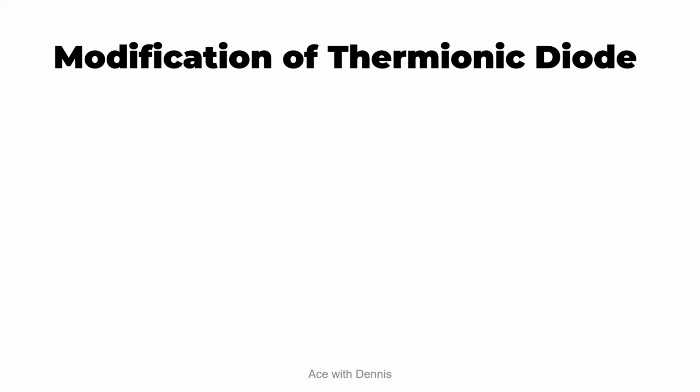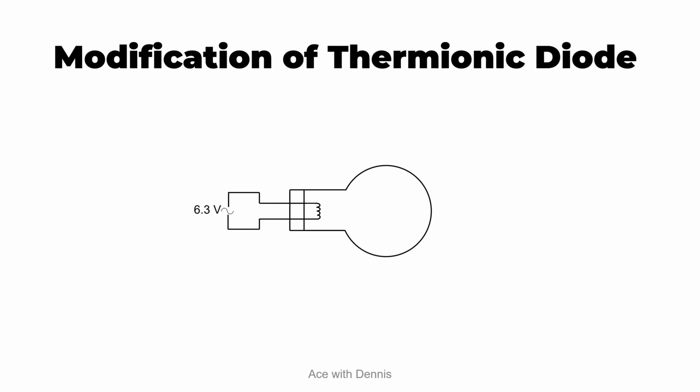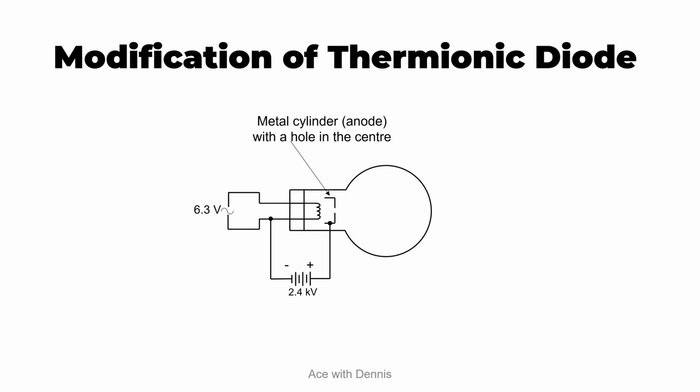We can modify the thermionic diode for better use. And here is how we can modify the thermionic diode. We start with a glass bulb, and one end of the glass bulb is a filament connected to an AC supply of 6.3 volts. And then we connect the circuit with a high voltage DC supply of 2.4 kilovolts. So this part will be the metal cylinder, which is the anode with a hole in the center. So here are the electron clouds, which is the cathode.